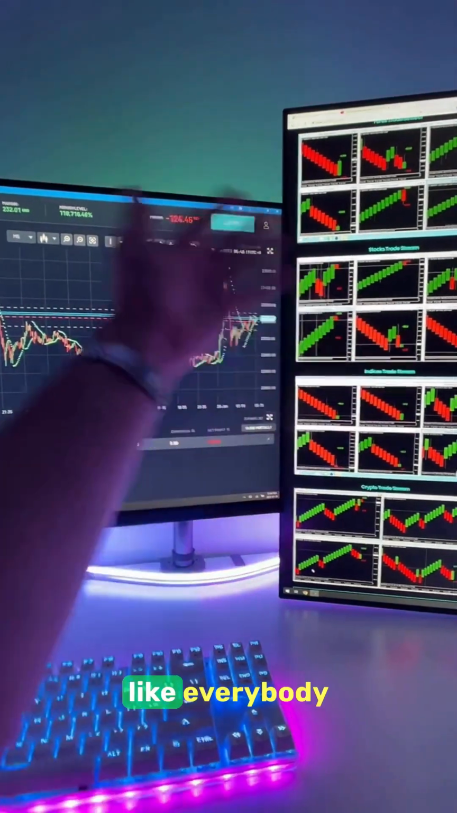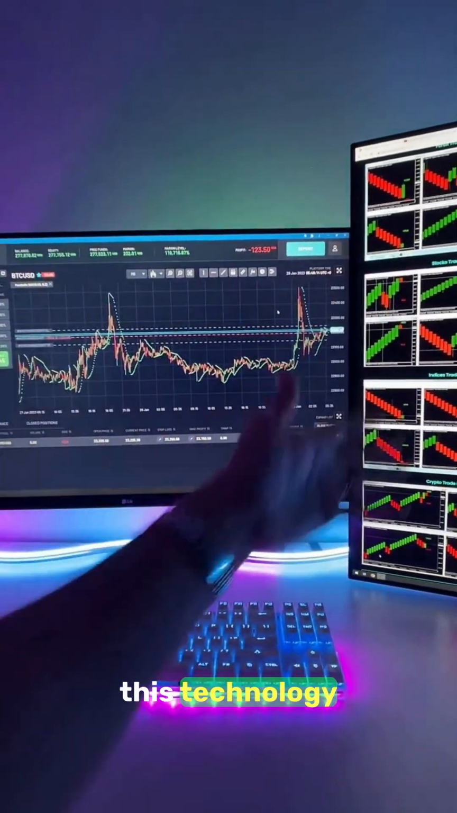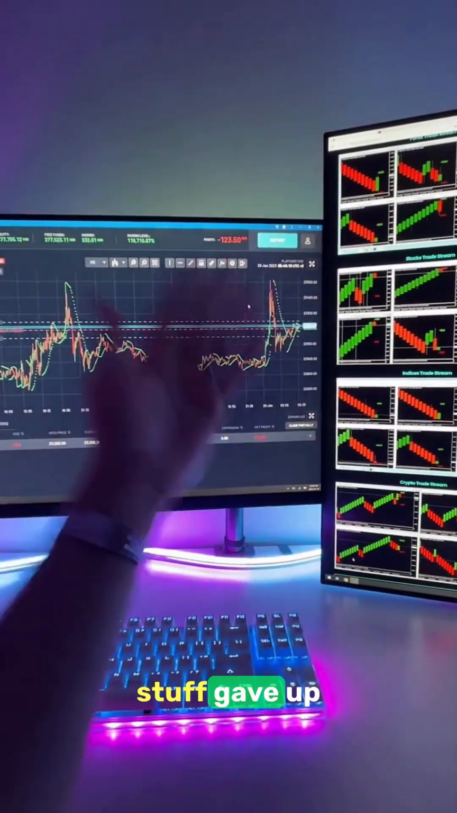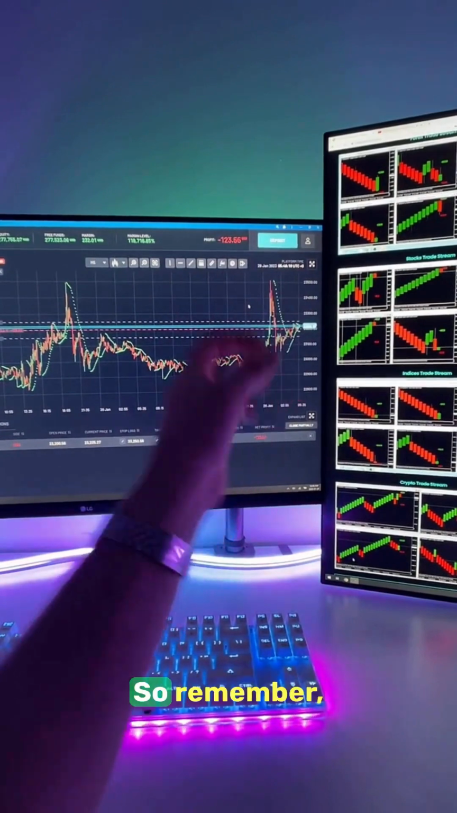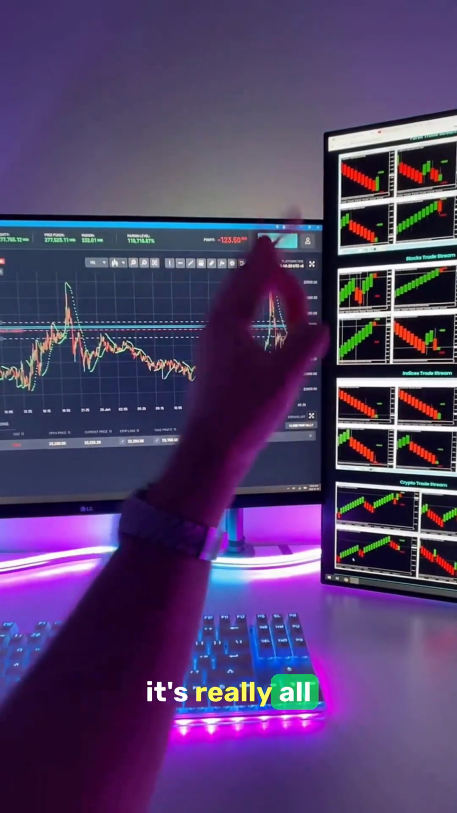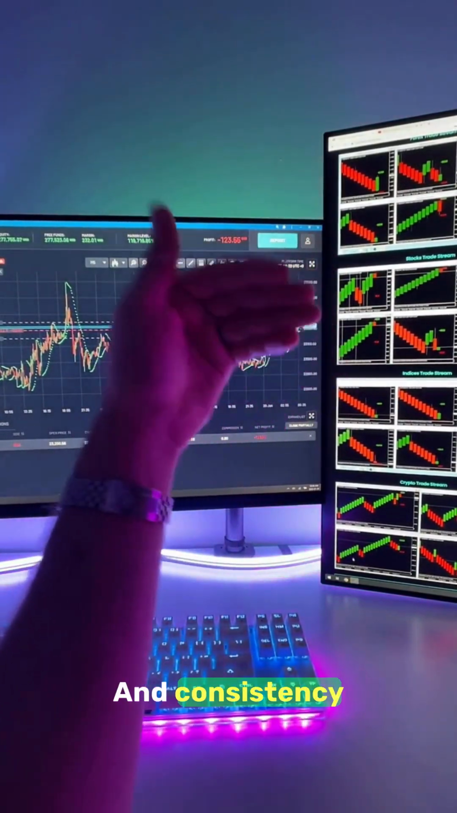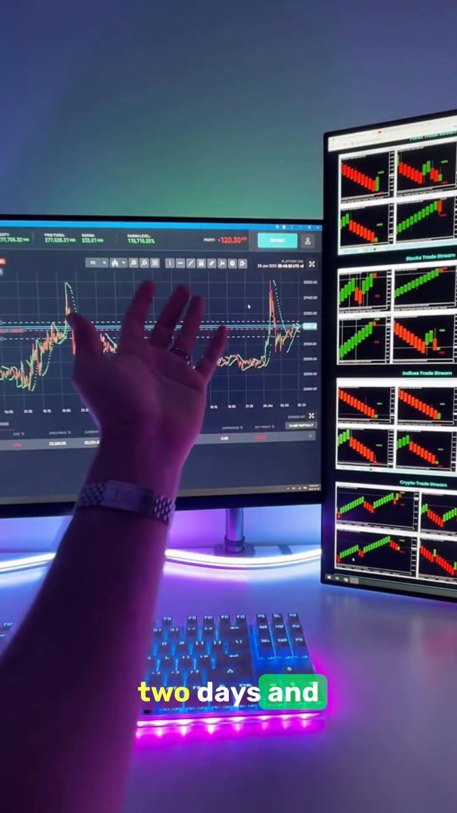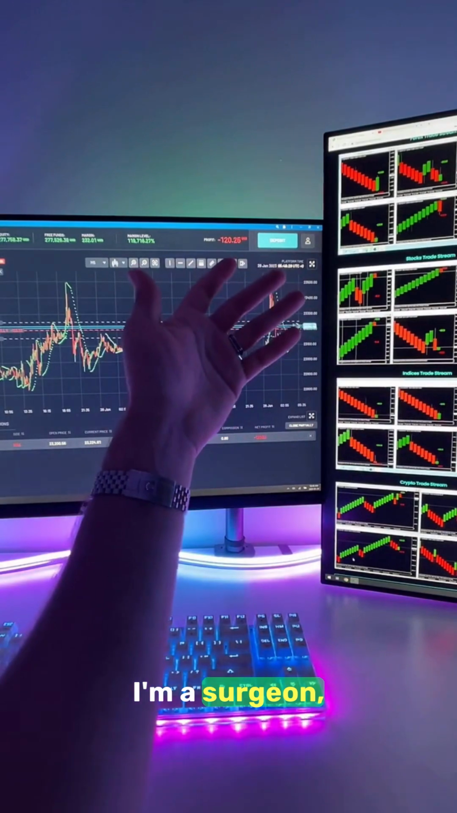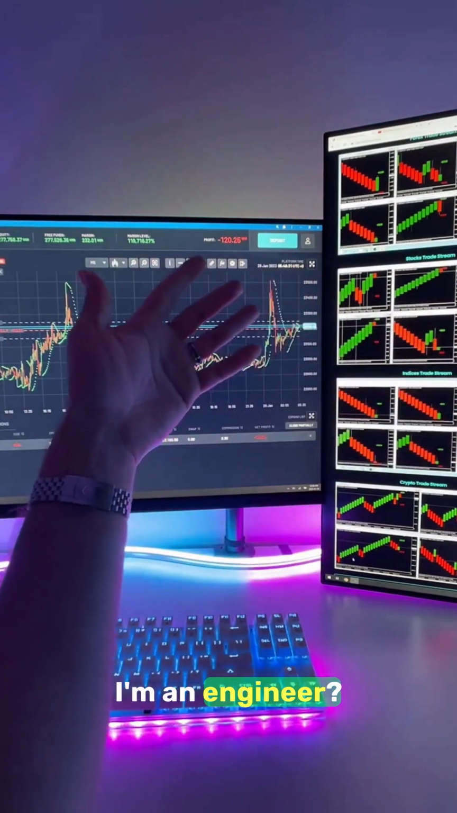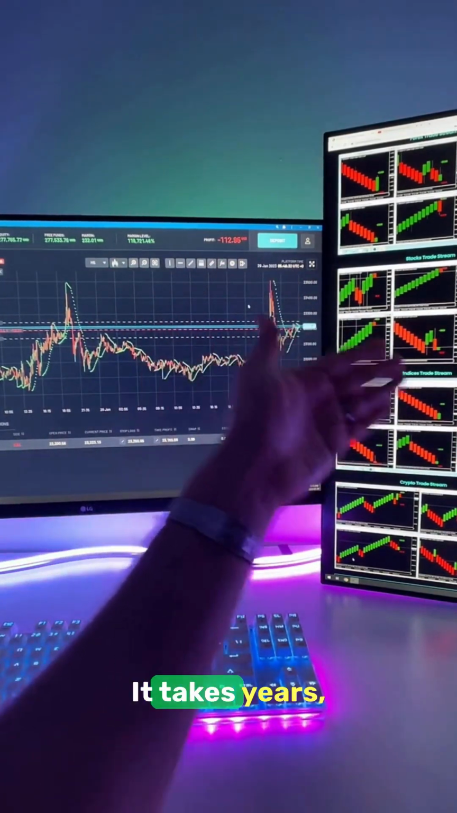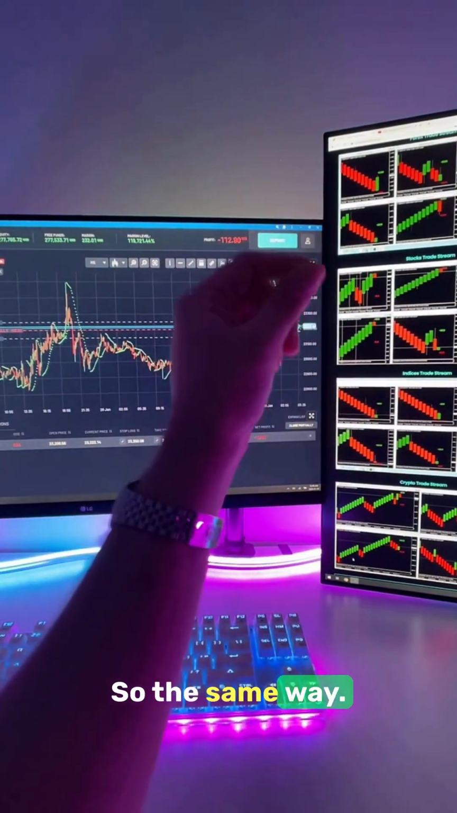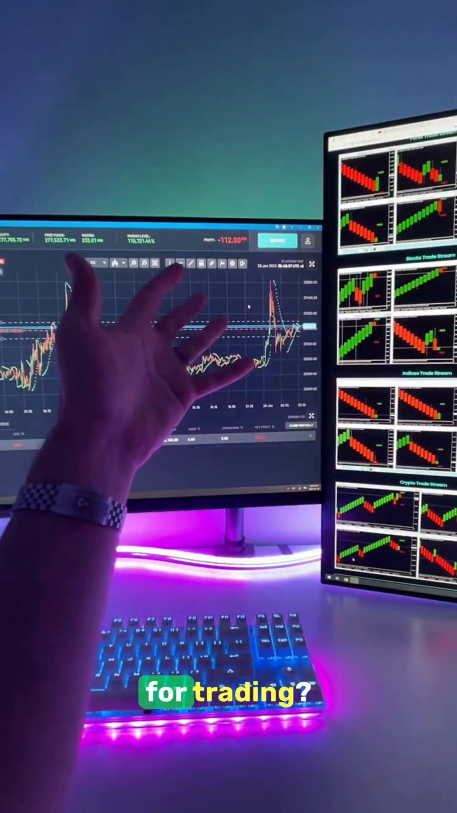Imagine if scientists, everybody who's built all of this technology and all of this stuff, gave up after 2 days of trying. So remember, it's really all about consistency, okay? And consistency over a long period of time. Do you go to school for 2 days and say, listen, hey, I'm a surgeon, or listen, hey, I'm an engineer? No, obviously not. It takes years, okay? So the same way, why does it have to be any different for trading?